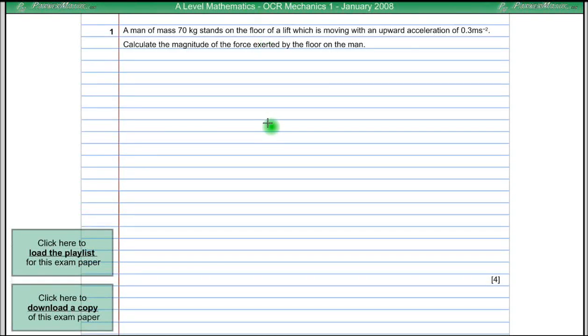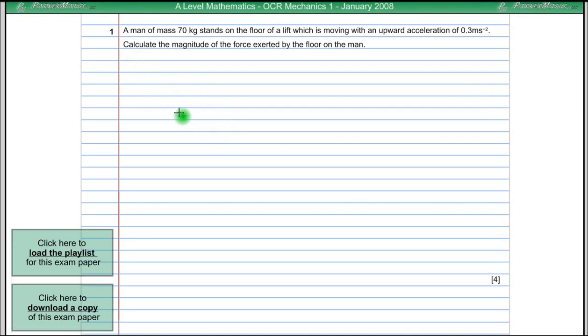Question 1. A man of mass 70 kilograms stands on the floor of a lift which is moving with an upward acceleration of 0.3 meters per second squared. Calculate the magnitude of the force exerted by the man on the floor.